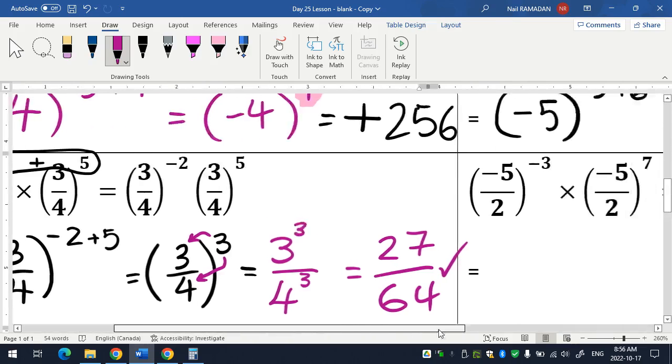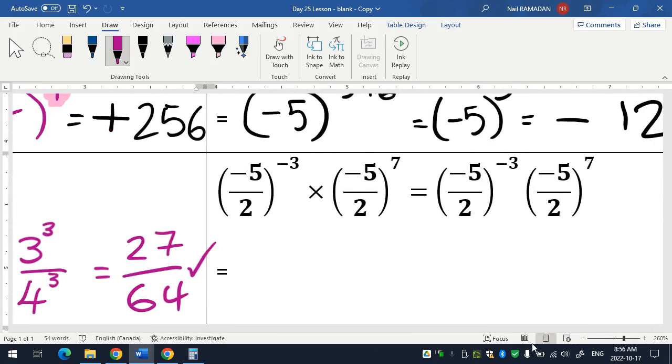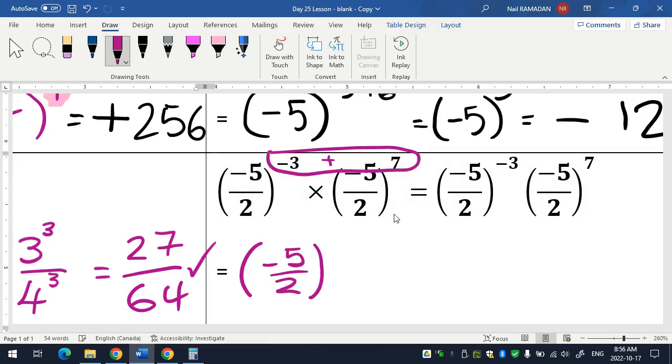All right, next one. Is it more or less the same thing? Yes, the same fraction base, and then I'm multiplying, so I'm adding. All right, so everyone, let's surround these or box them or circle them and do a plus. Okay, minus 5 over 2, negative 3 plus 7.